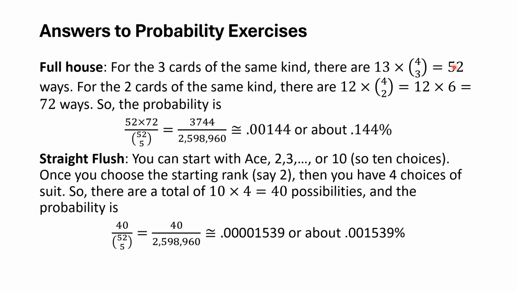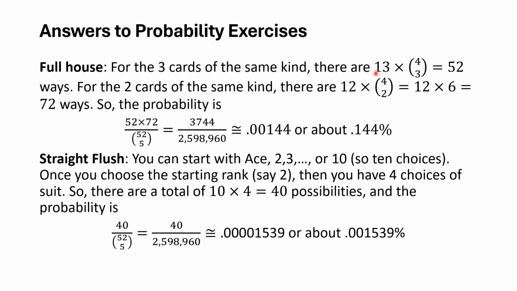Then you multiply 52 times 72. That gives you the total number of ways of getting a full house, 3,744. And then you divide by the total number of poker hands, which we computed in the last lesson. And when you divide, you get 0.00144, or about 0.144%. So it's pretty small.